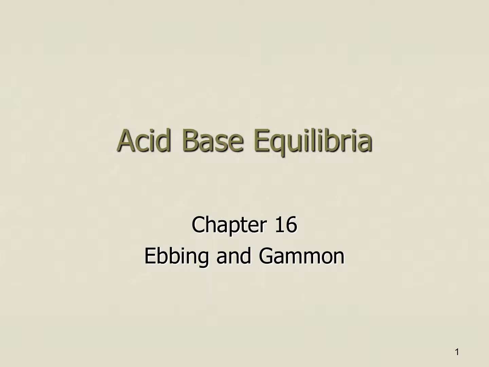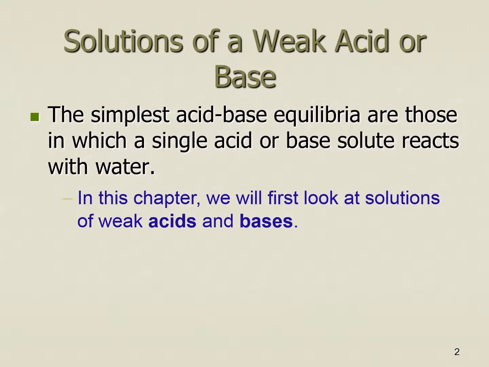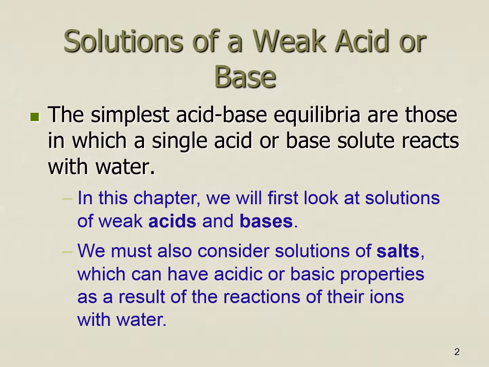So we pretty much focused on the strong acids and bases in chapter 15. Now we're going to focus on the weak acids and bases. We're going to start with simple acid-base equilibrium, those that react where a single acid or base reacts with water. We're going to look mainly at weak acids and weak bases. And we also are going to consider salt solutions because some of the ions, so some weak acids and bases, their conjugates will be part of a salt, and they can also be weak acids or bases themselves. And so we're going to consider what that means.